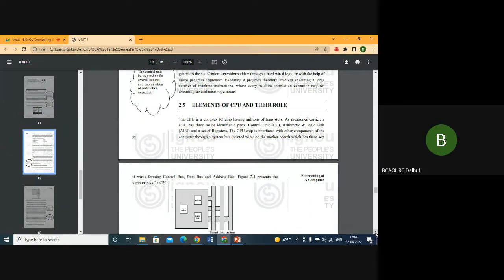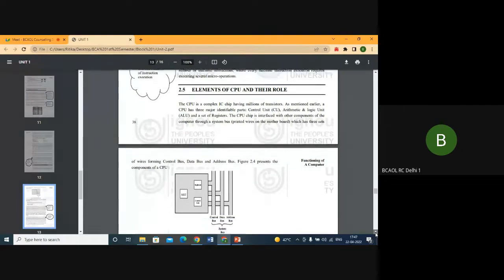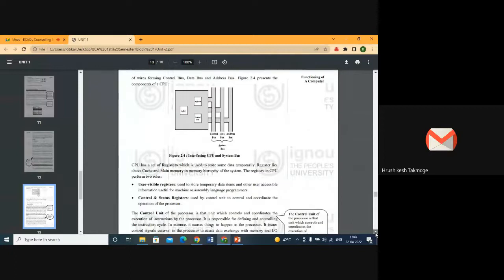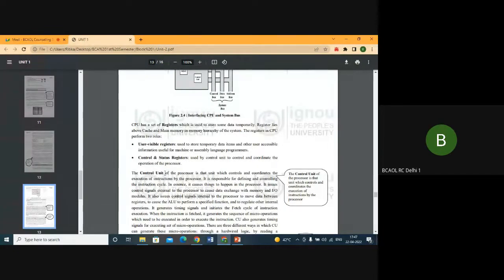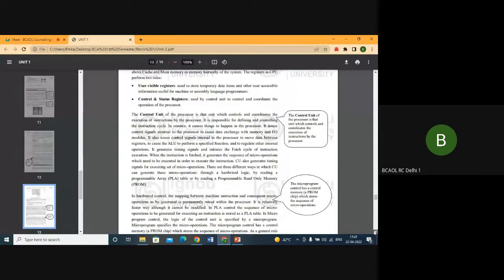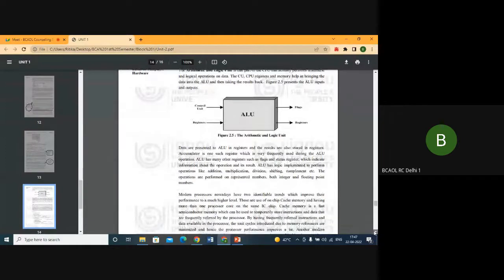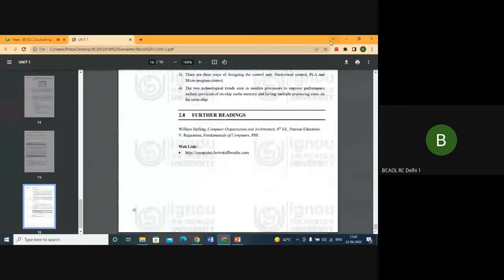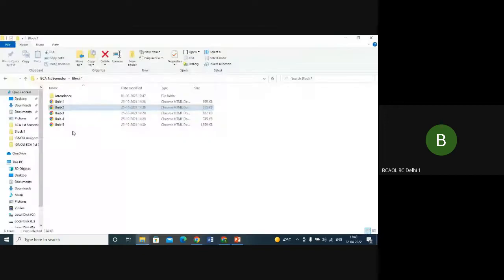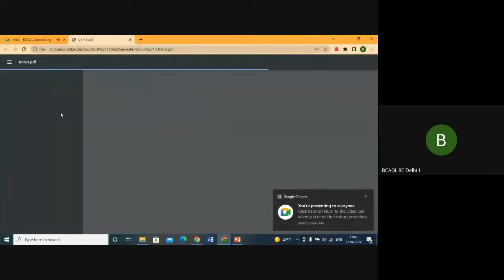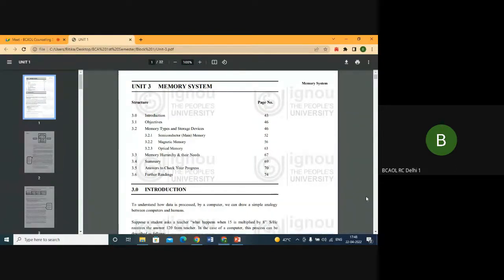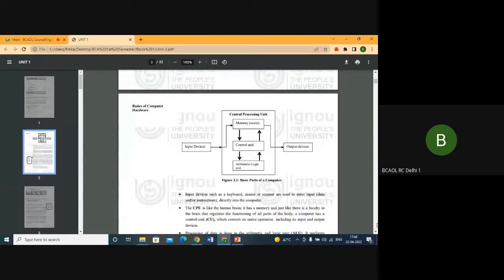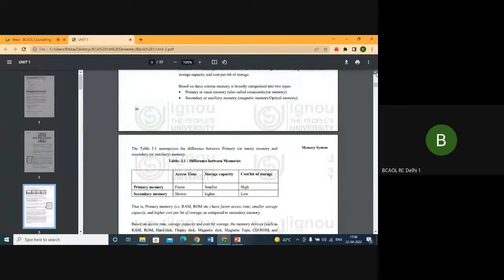Then they are talking about elements of the CPU and their role. So the CPU is your chip. The CPU has registers. The CPU is divided into the control unit and the arithmetic logic unit. That is given; we have talked about that. Memory is not inside this. So this is the memory system. We have already seen the difference between memory, and primary and secondary. We have talked about that.